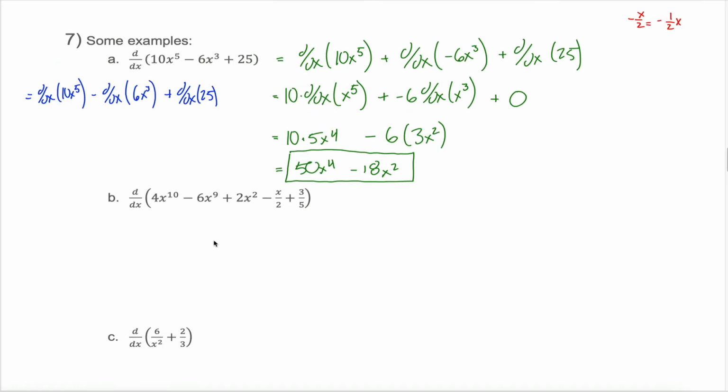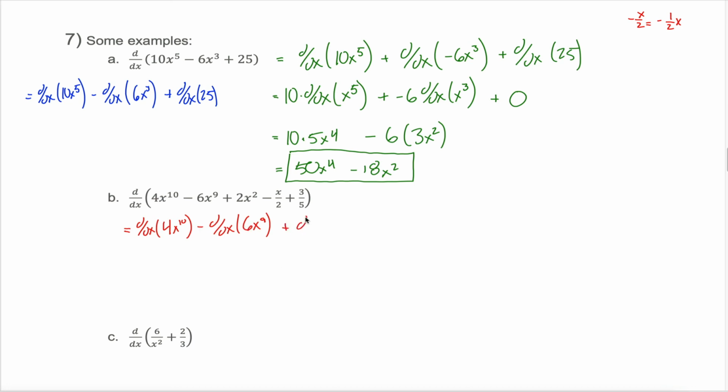Well, it's a little overwhelming, but first just recognize you have these 5 different terms. So when you're taking the derivative of a sum and difference of terms, all you gotta do is take the derivative of each term individually. So eventually I'll have to figure out the derivative of 4x to the 10th, and then I'm gonna subtract the derivative of 6x to the 9th. Note that you could have also written plus the derivative of negative 6x to the 9th.